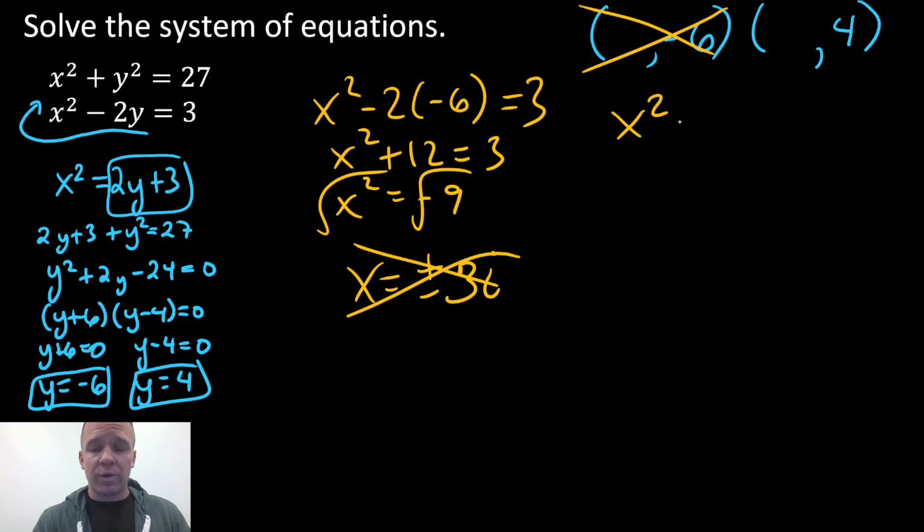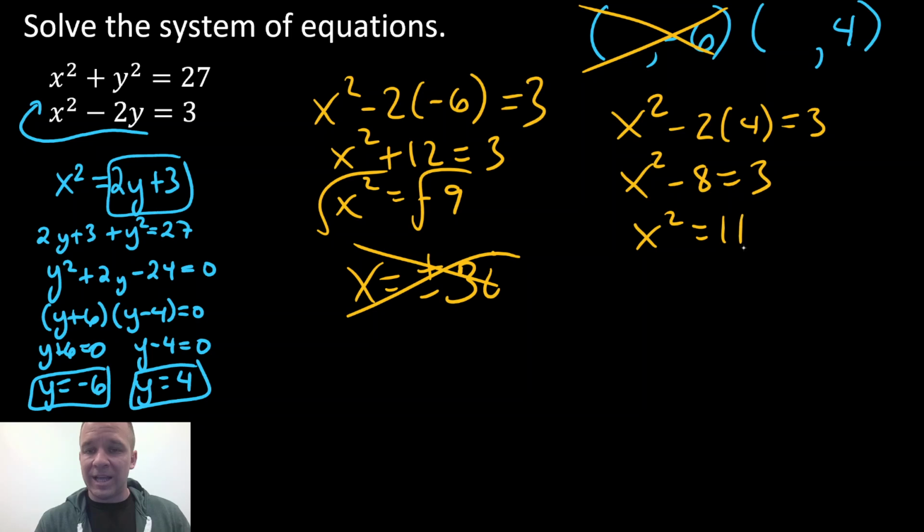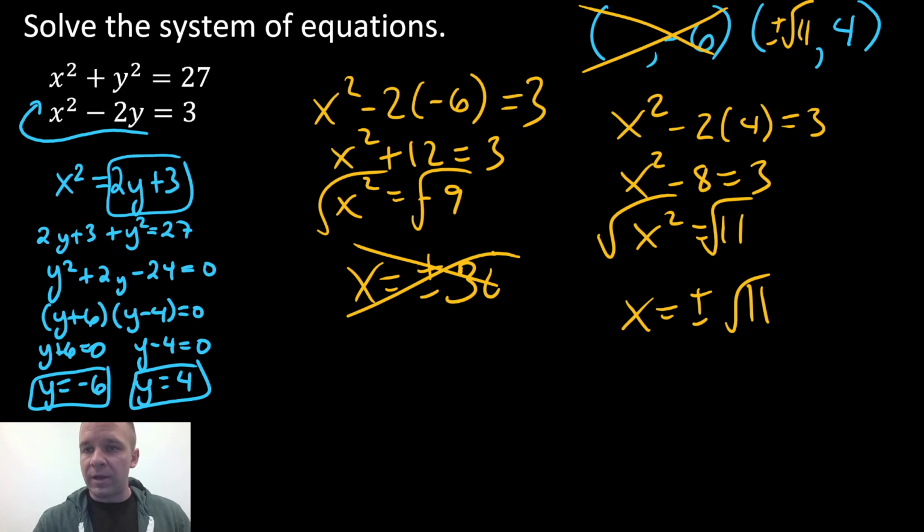All right, my next one: if I plug in 4, I'll use the same equation. It doesn't matter which one I use. So I'm going to have x squared minus 2 times 4 equals 3, and then I'll have x squared minus 8 equals 3. So x squared equals 11. Square root, and I'm going to get x equals plus or minus the square root of 11.